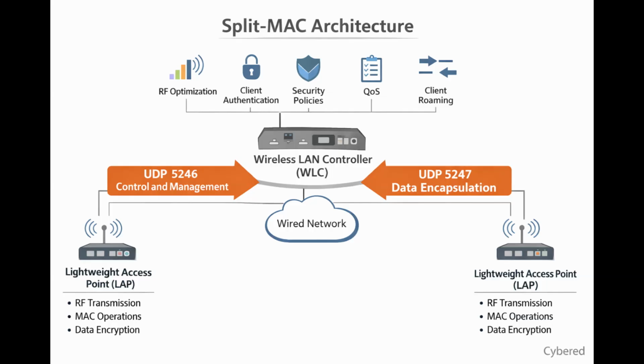So UDP 5246 is for controller management, and UDP 5247 is for data encapsulation. The WLC centrally manages radio frequency optimization, client authentication, security policies, quality of service, and roaming. LAPs handle radio frequency transmission, MAC operations, and data encryption locally. This architecture allows centralized control while supporting geographically distributed APs without complex switch configurations.